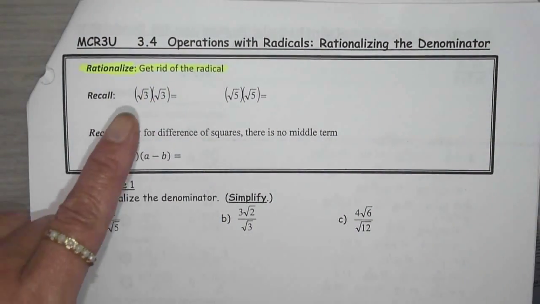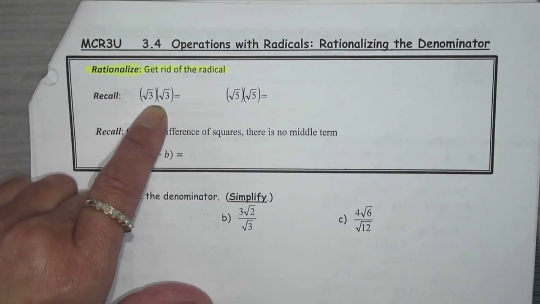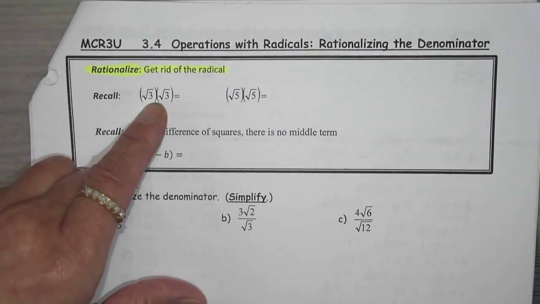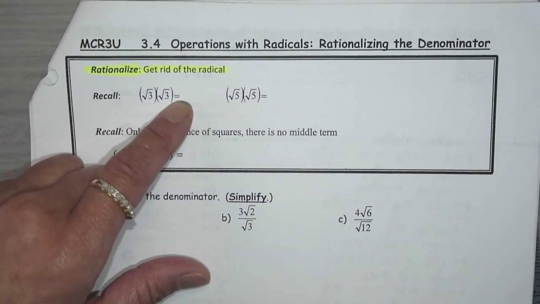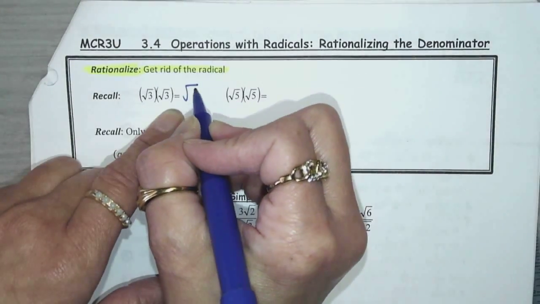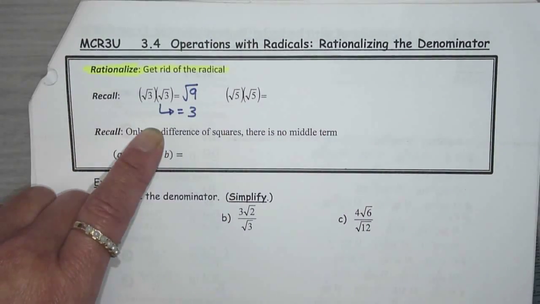What do I need you to remember? I need you to remember this property about radicals. Root 3 times root 3 equals root 9. Make sense? Okay. But root 9, can I go a little faster? Instead of writing root 9, can I skip and go to 3? So I want you to try.